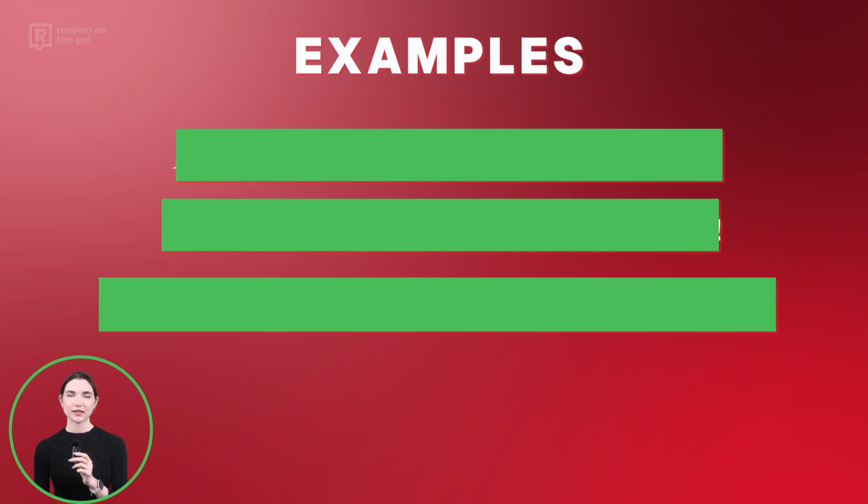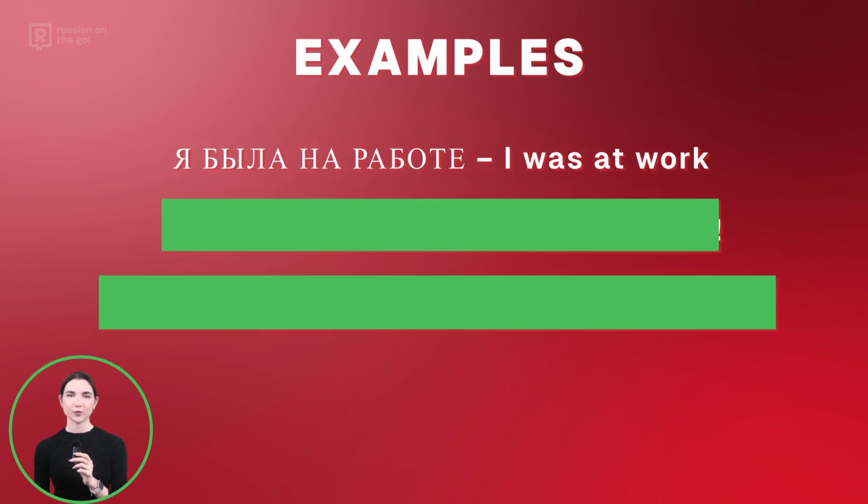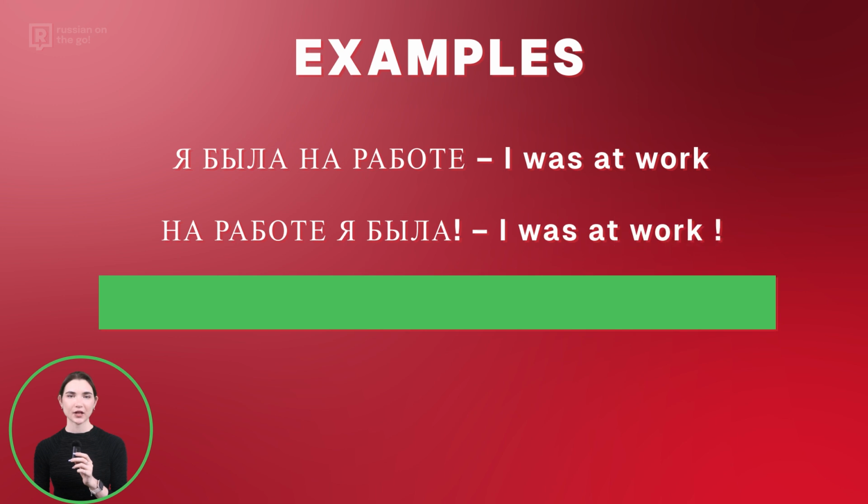In Russian, we can do this, but it's not random. It depends on the context and emotions of the speaker. For example, я была на работе. I was at work. Normal sentence. На работе я была. I was at work.